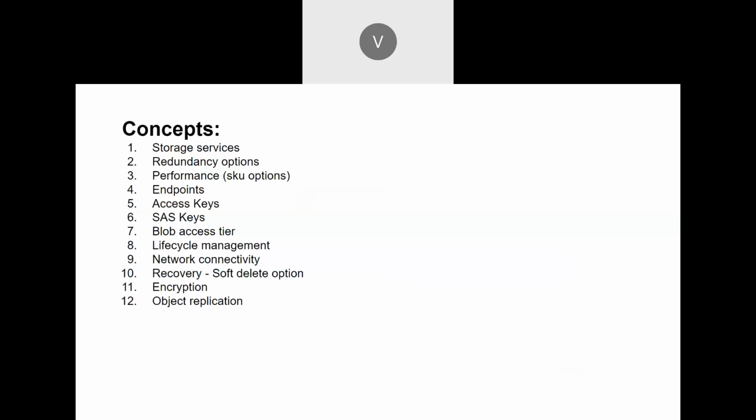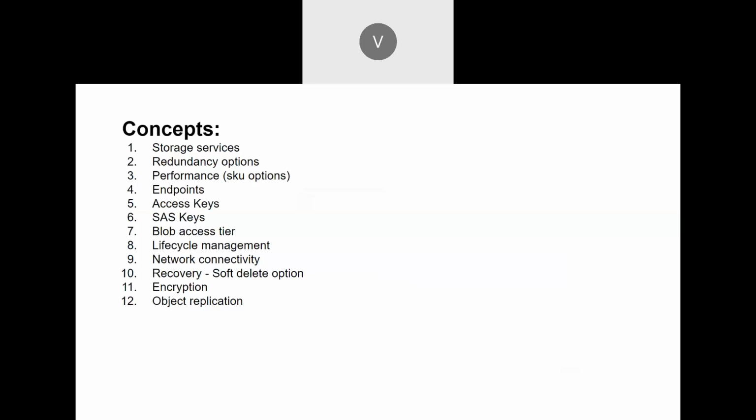What type of connectivity, what type of network do you want to use to access this storage account? Do you want the storage account to have public access or not? Then we have recovery option. In recovery, we can say how we recover any deleted blobs or files or queues, and so respectively the recovery option is there. And then we have encryption. How do we encrypt the data in storage account?